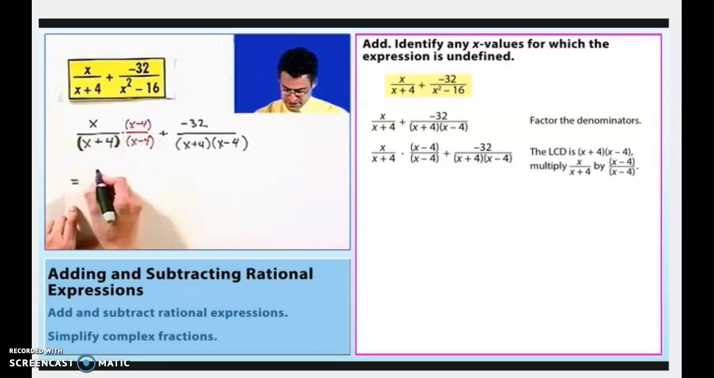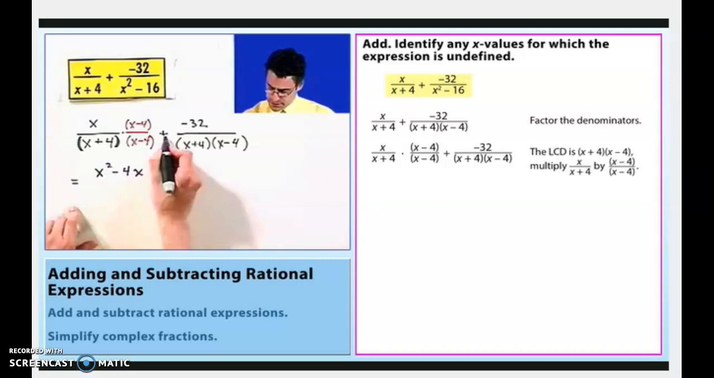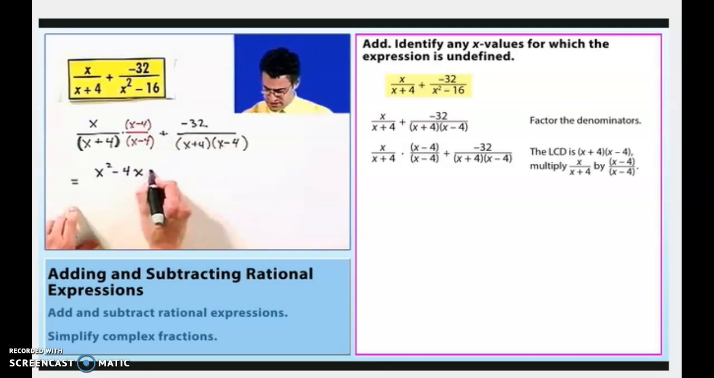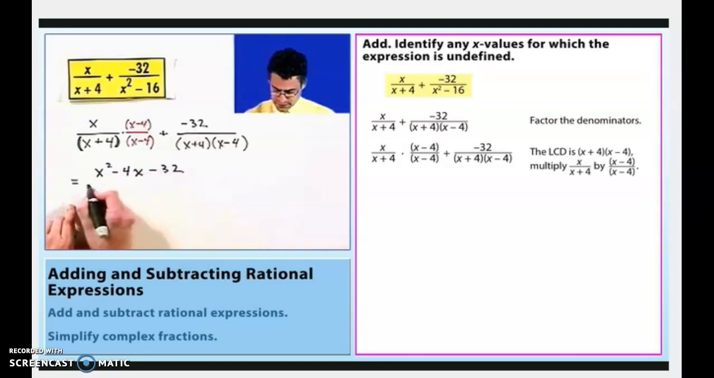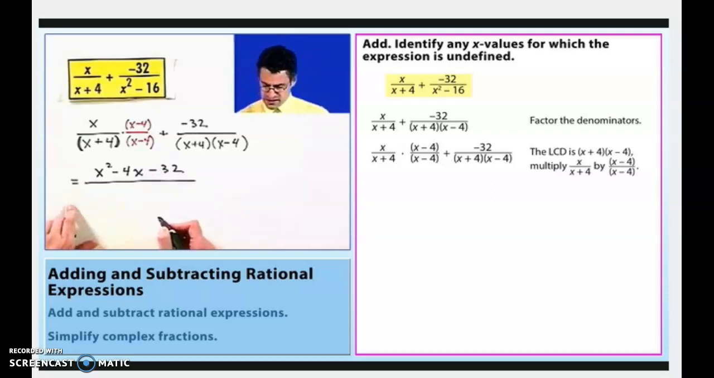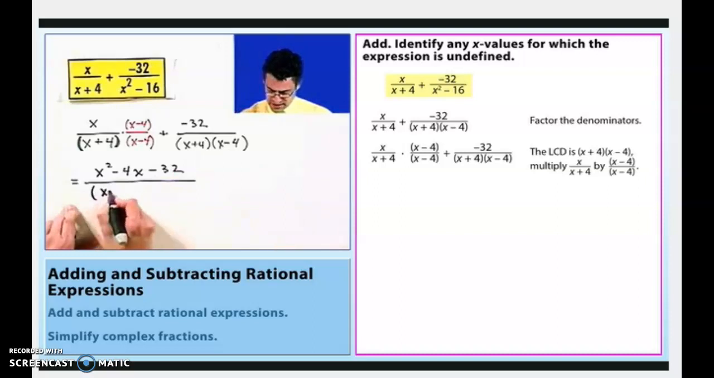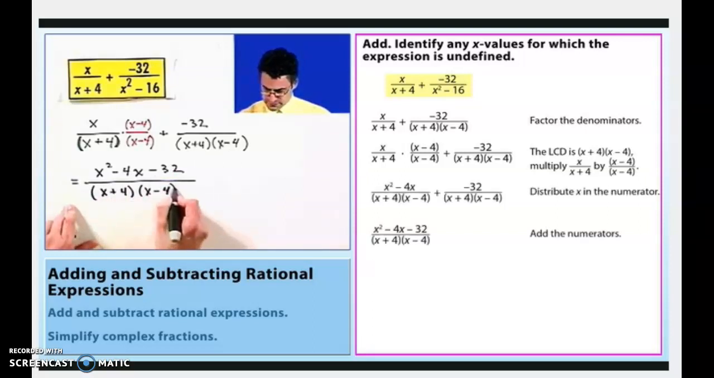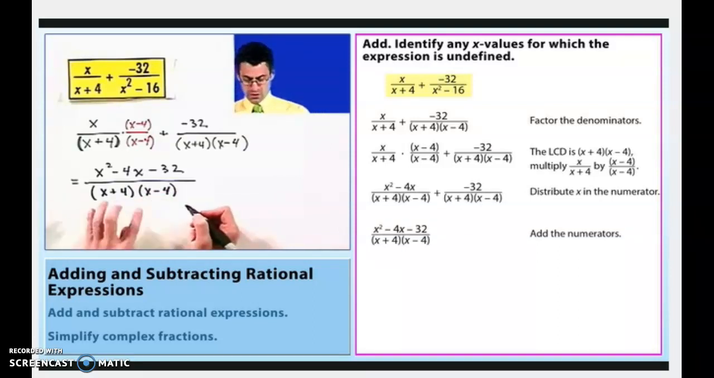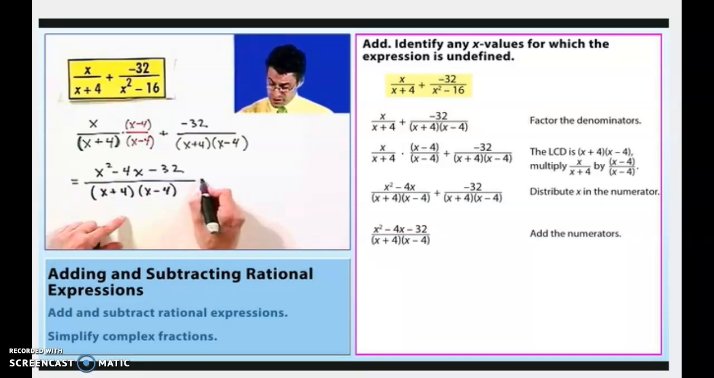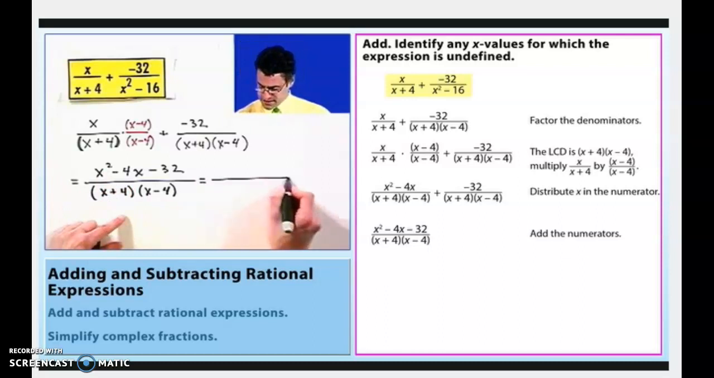So, what does this equal? I'll distribute here the little x, so I've got an x squared minus 4x plus negative 32, so that's going to be minus 32, all divided by, and then I see the common denominator of x plus 4 times x minus 4. All right, well I like things factored. The question is, can the numerator be factored? Let's actually see if we can factor the numerator.